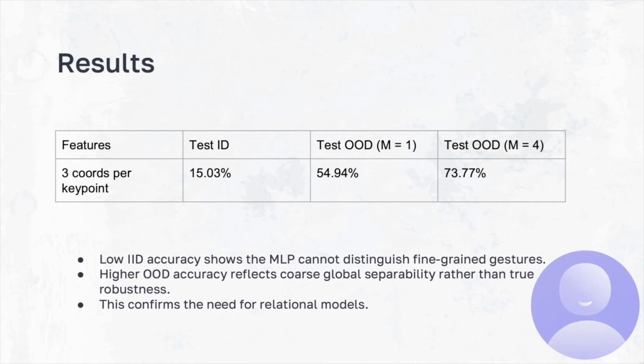On the in-distribution test set, the baseline achieved only 15.03% accuracy, showing that it cannot distinguish fine-grained gestures from raw coordinates. However, it has a higher out-of-distribution accuracy of 54.94%, and 73.77% with more support samples. And this comes from coarse global separability, which is not a true geometric understanding. So thus, this confirms that we need structure-aware models like GNNs.